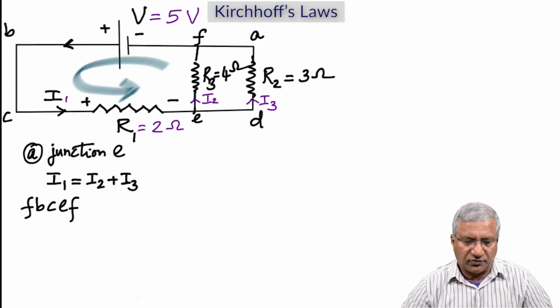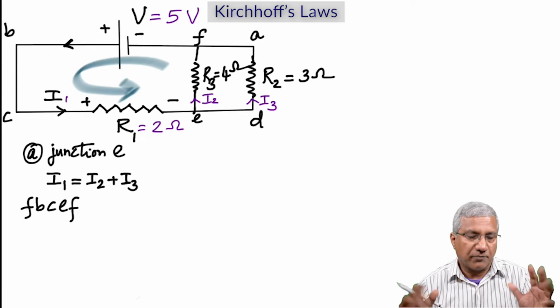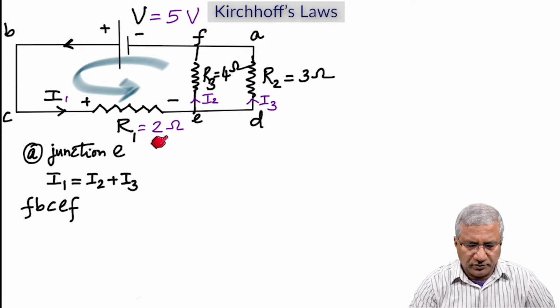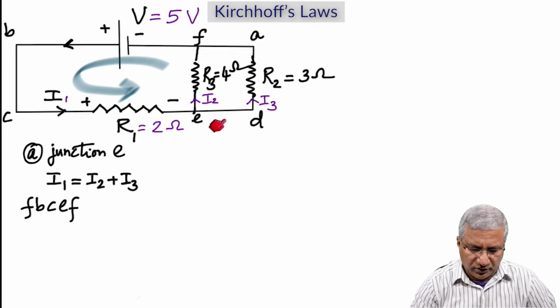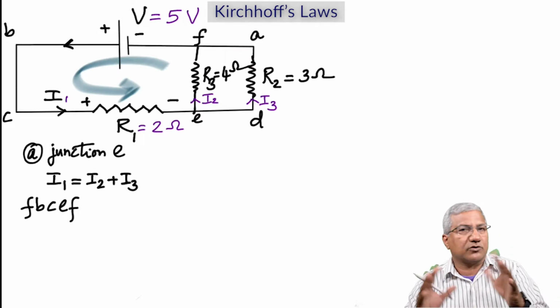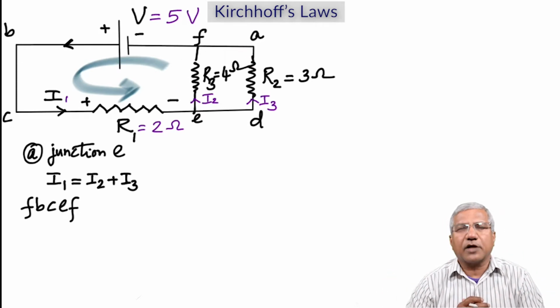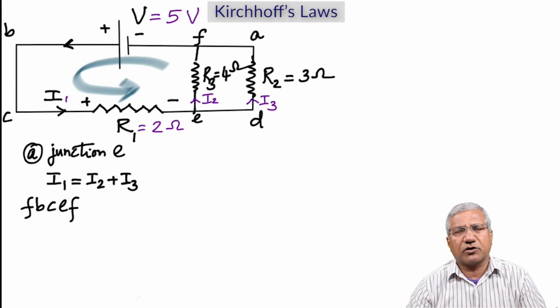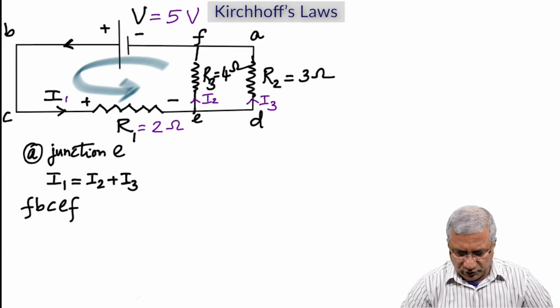Now first of all, notice we have 3 loops here. You could go, this is one whole loop. You could take the outer loop where you ignore R3, or we could take the smaller loop here on the side. So we have 3 loops, and we can apply the loop rule in any of those. Not in all 3 because we don't need it, like I'm going to show you.